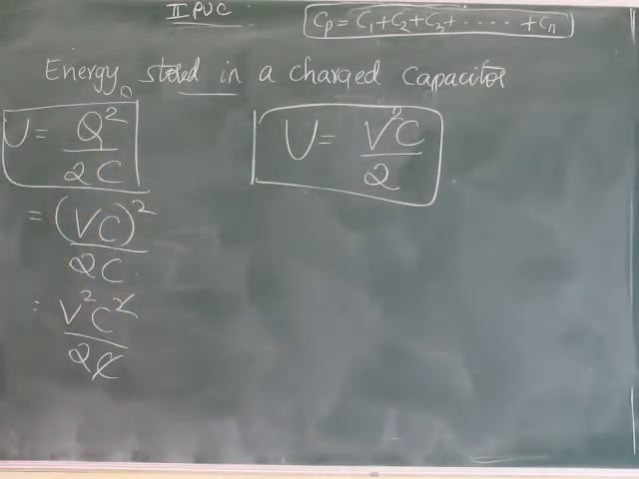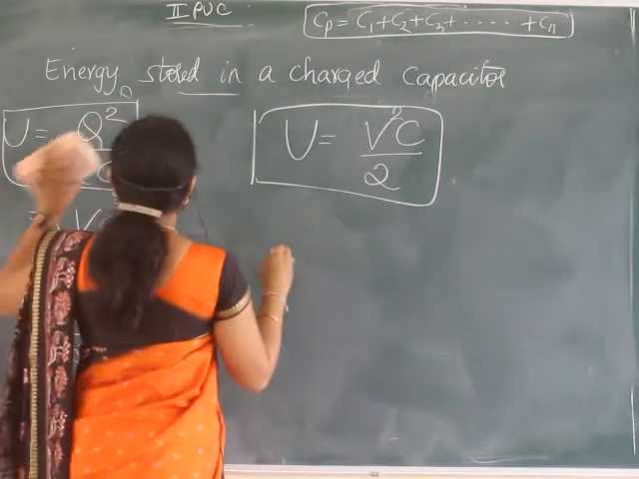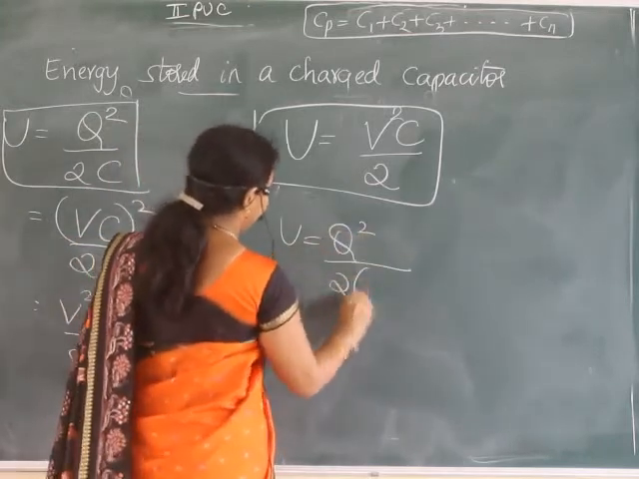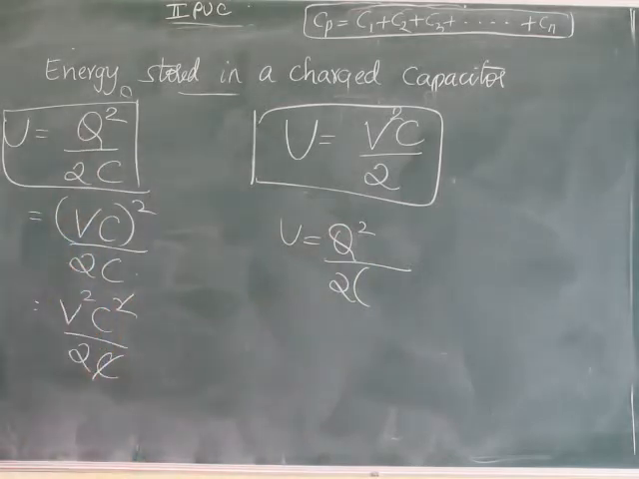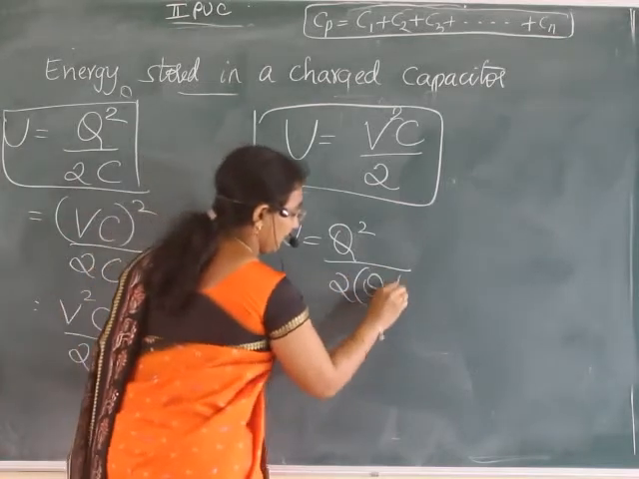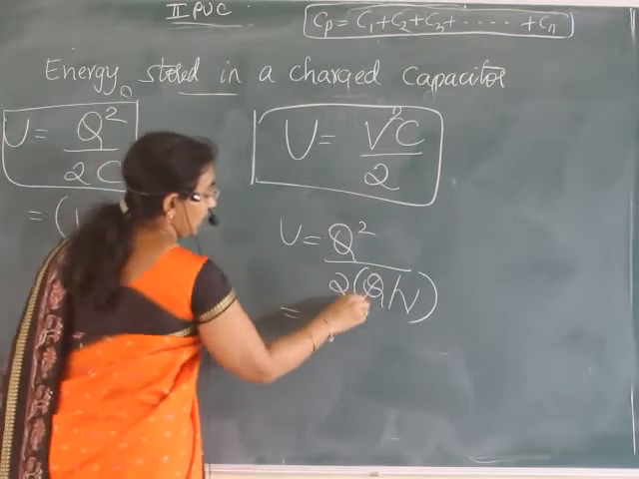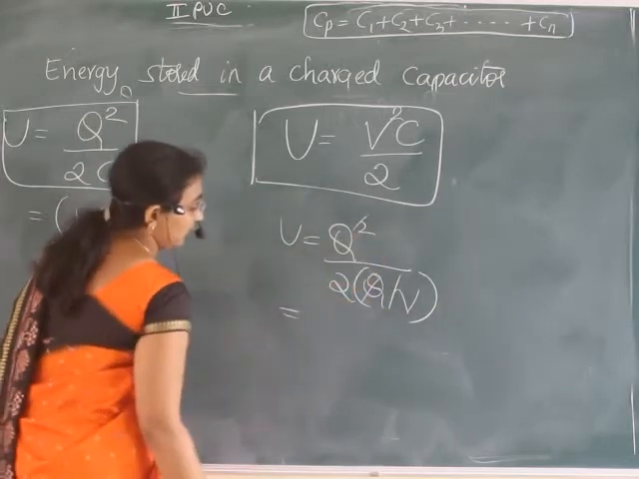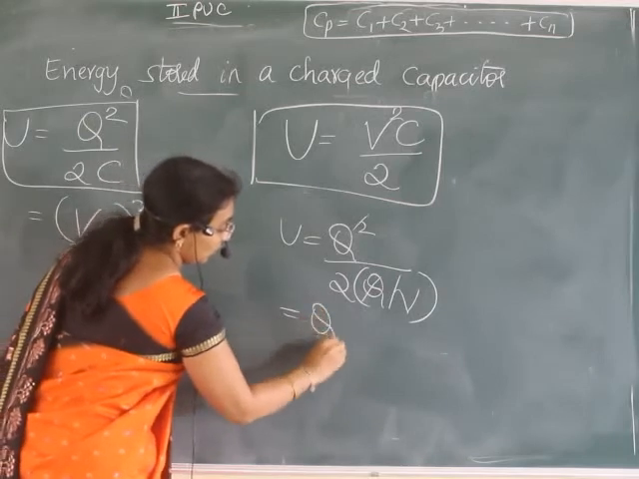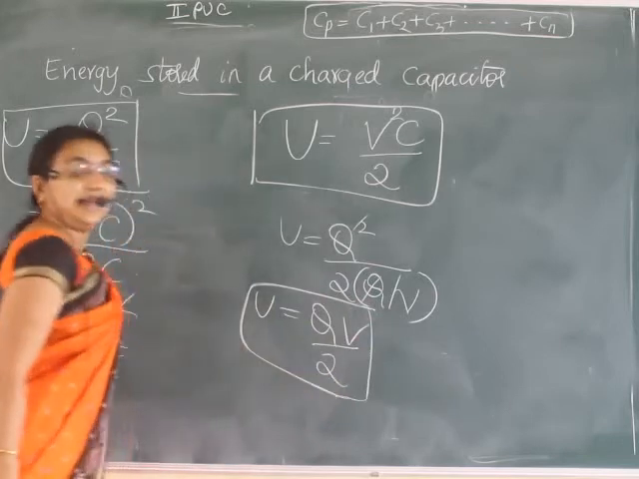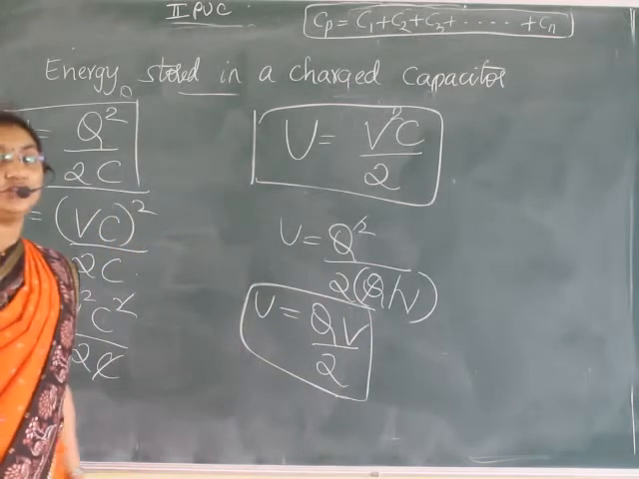Can I write one more expression? Can you help me for one more expression? See here. In the place of C, we will substitute. U is equal to Q square by 2 into C, and C is equal to Q by V. Correct? C is equal to Q by V. Then one Q will get cancelled, and V will go up. So Q V by 2 is nothing but one more expression for energy stored in a charged capacitor.